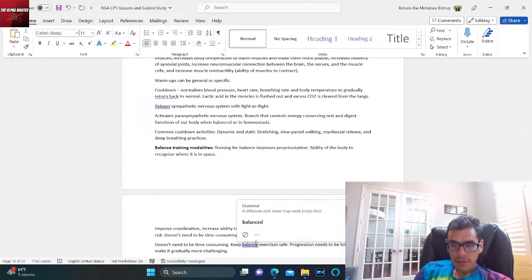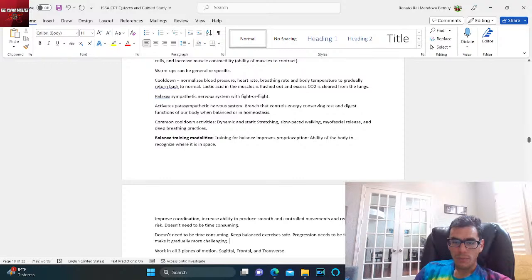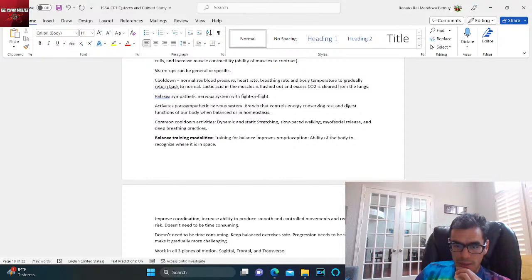Keep balance exercises safe. Progression needs to be followed to make them gradually more challenging.